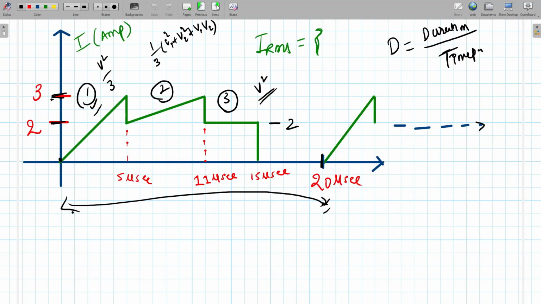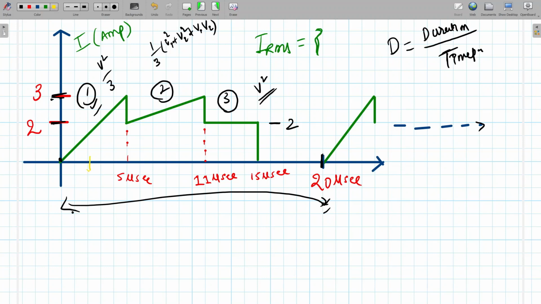So here also we have three different waveforms. For all waveforms you should calculate U and D. The final will be RMS 1 whole square plus RMS 2 whole square plus RMS 3 whole square, total under root.